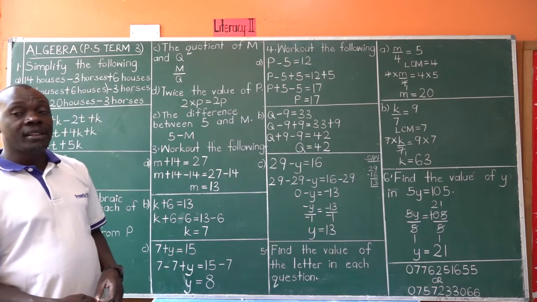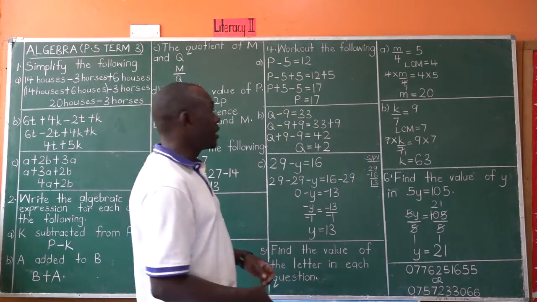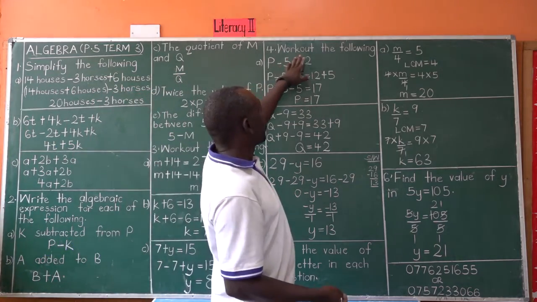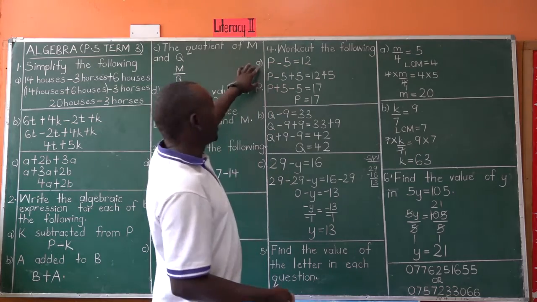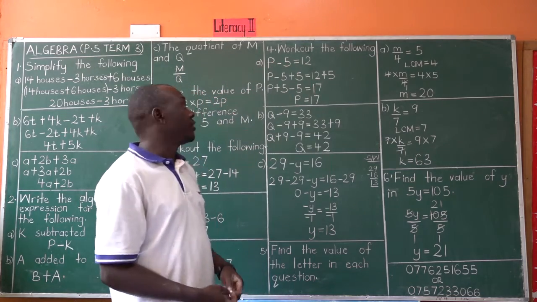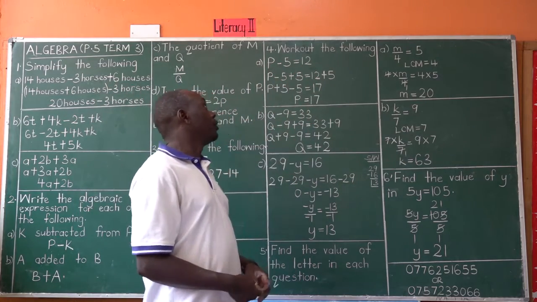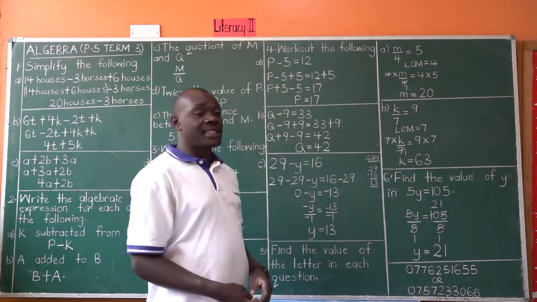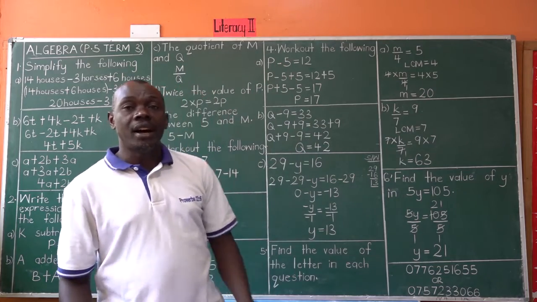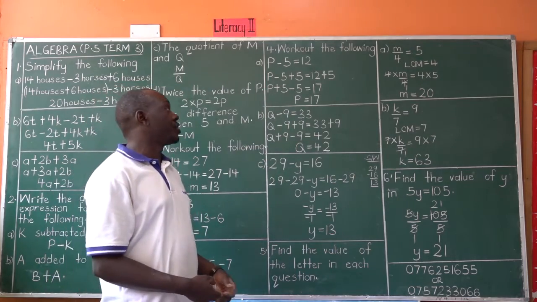Let's see when you are given the minus sign of subtraction operation. Number 4 says work out the following. Part A, find the value of p, given that p minus 5 is equal to 12. P take away 5 is equal to 12. Here I've got a minus sign of subtraction operation, and the opposite of minus is a plus, or the opposite of subtraction is addition.